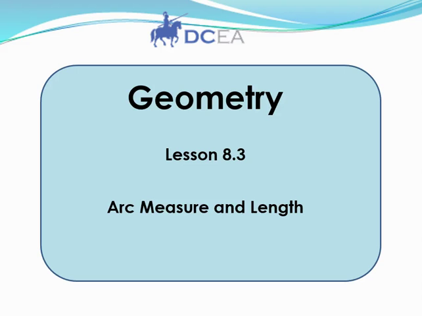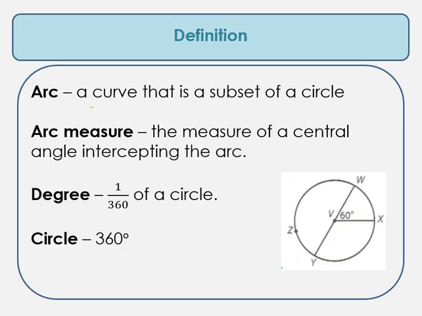Let's move on to Geometry, Lesson 8.3, Arc Measure and Length. We have some definitions. An arc is a curve that is a subset of a circle. Arc measure is the measure of a central angle intercepting the arc. A degree is 1/360th of a circle, and a circle is 360 degrees.